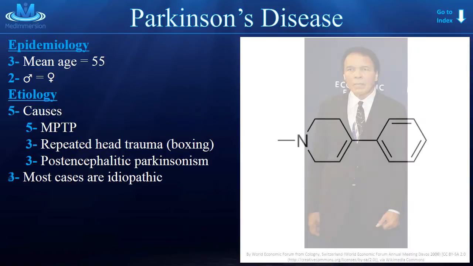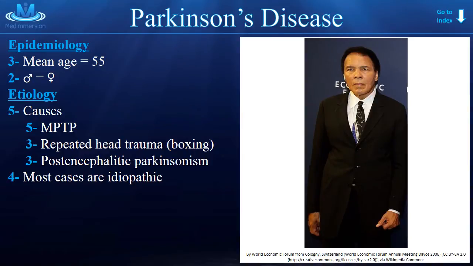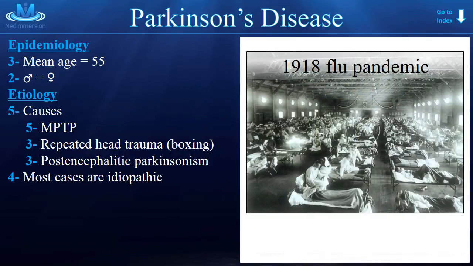Also, repeated head trauma. The prime example of this is Muhammad Ali, a famous boxer who later in life did develop Parkinson's disease. And lastly, post-encephalitic Parkinsonism, which is the development of Parkinsonism symptoms caused by a viral illness. So, for example, there was a strong association with post-encephalitic Parkinsonism and the 1918 Spanish flu pandemic.